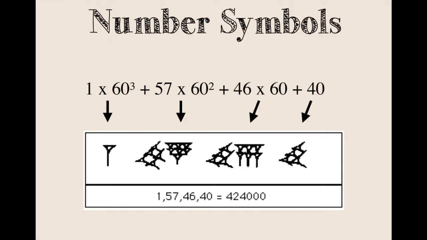So here that would be 205,200. Then we will have 46 times 60, and that is 2,760. And for the last one, to the farthest right, that would be 40. So all of these numbers added together would make 424,000. This is why all of these little symbols together would equal 424,000.